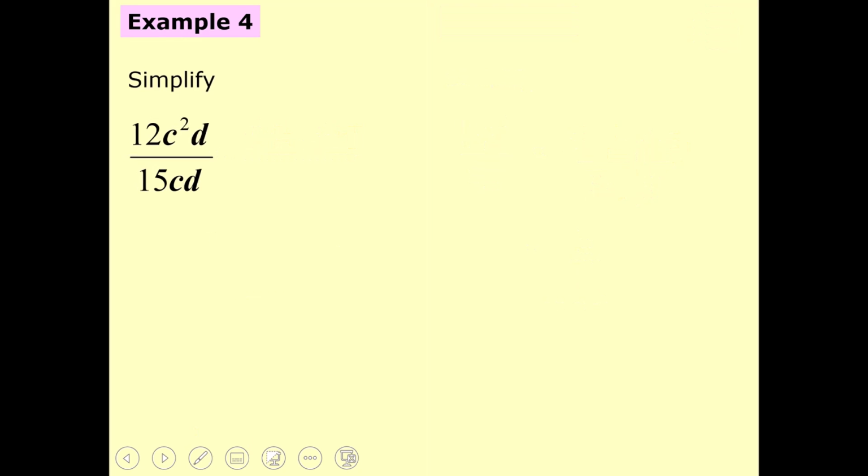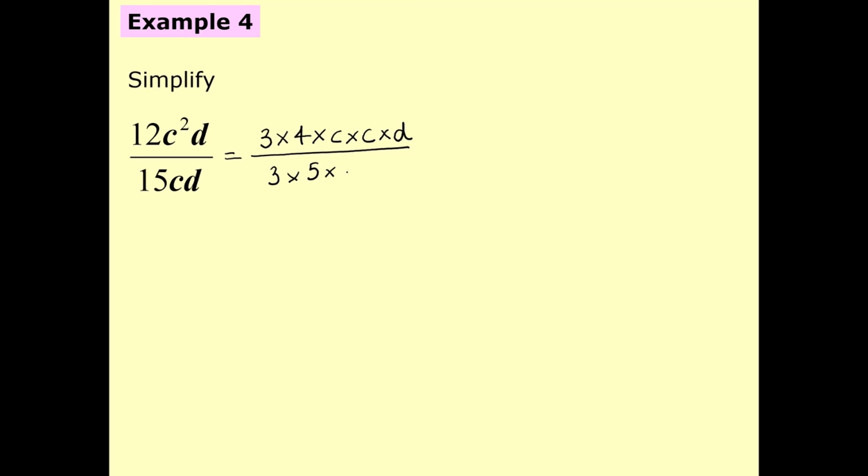Okay, let's look at another example. So this time we have 12c squared d over 15cd. So another step further, we have an extra letter term here. So let's go ahead and simplify this. So 12 and 15, we have a highest common factor of 3. So I'm going to start with 3 times 4 to give us 12, times c times c to give us c squared, times d. And that's all over 3 times 5 times c times d.